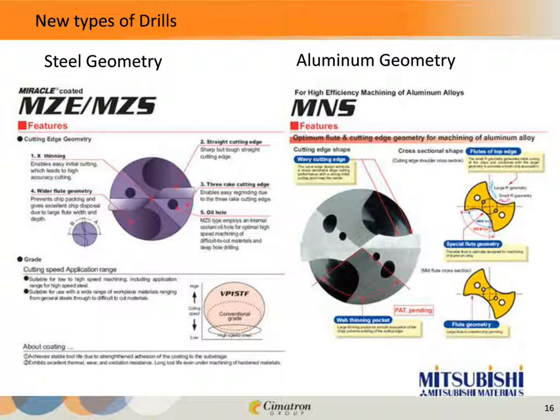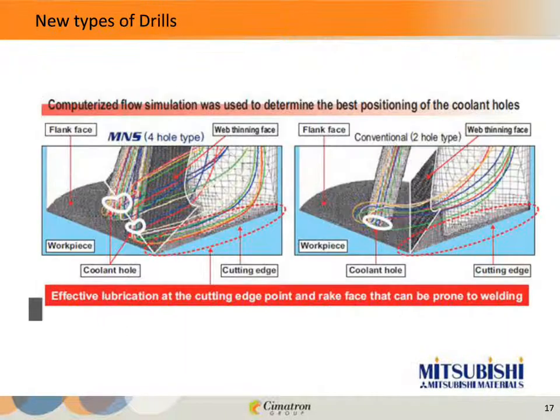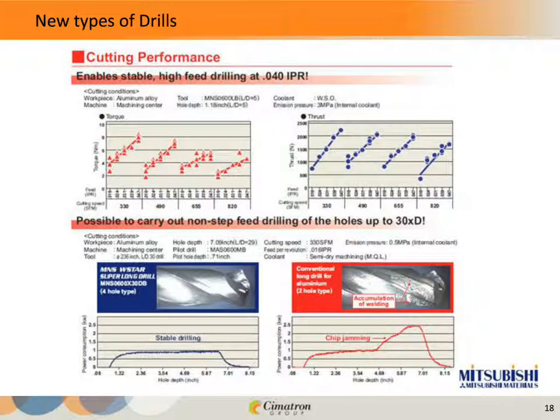In fact, I found this slide to be very interesting. Here we can see that computerized flow simulation was used to determine the best position of the coolant holes. And in this particular drill, there are 2 coolant holes per flute. I believe the next slide is going to show us that if you can get the coolant holes positioned properly and get the lubrication as it should be, then you'll not be gumming up the drill as much with the aluminum. So again, a lot of engineering is going into the design of these tools.